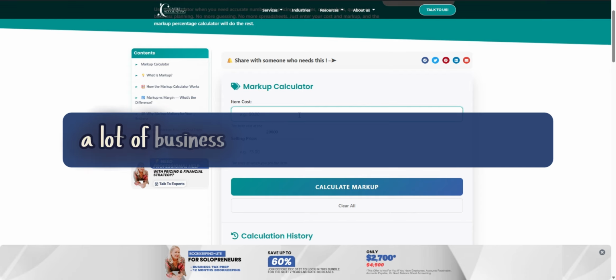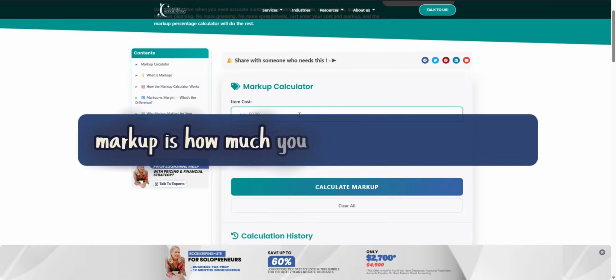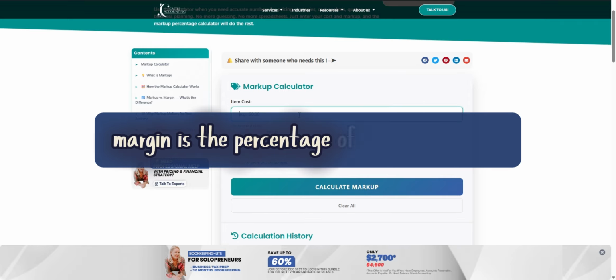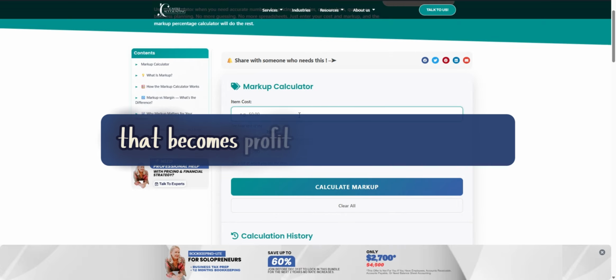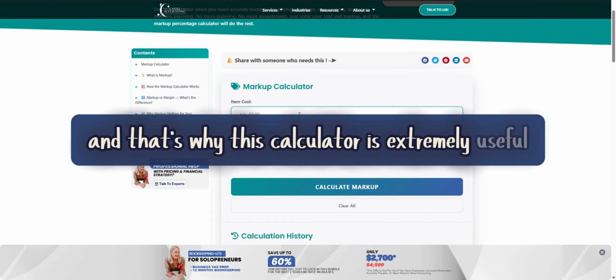A lot of business owners confuse markup and margin. Markup is how much you add on top of your cost. Margin is the percentage of your selling price that becomes profit. They are not the same, and that's why this calculator is extremely useful.